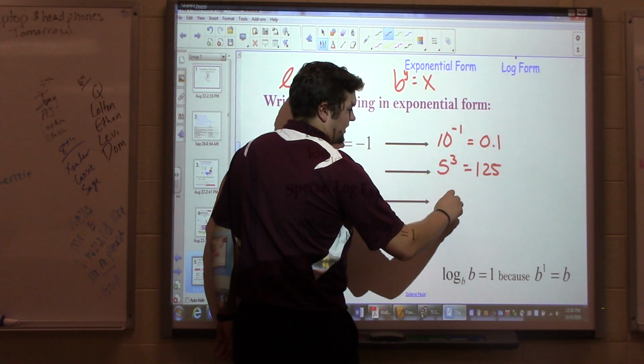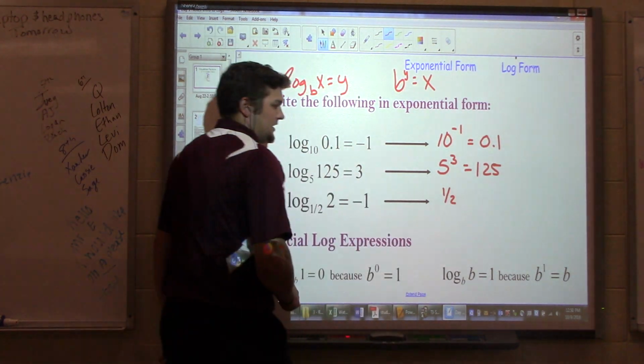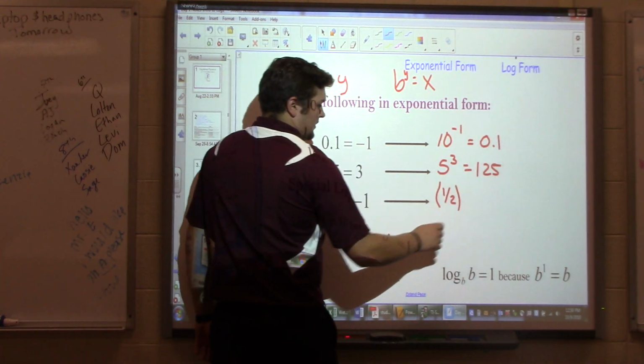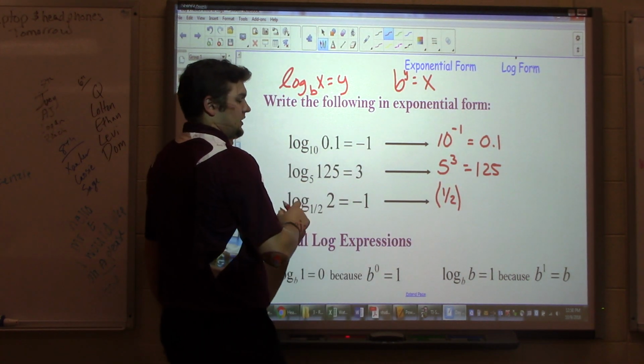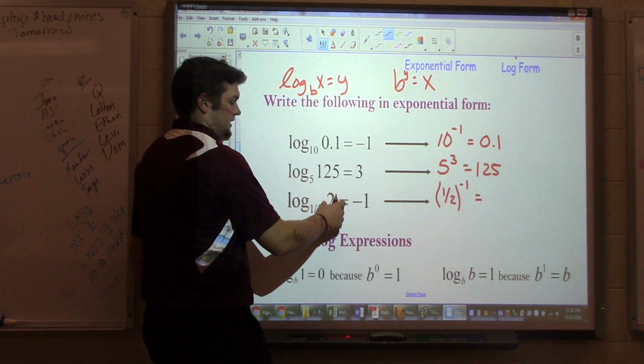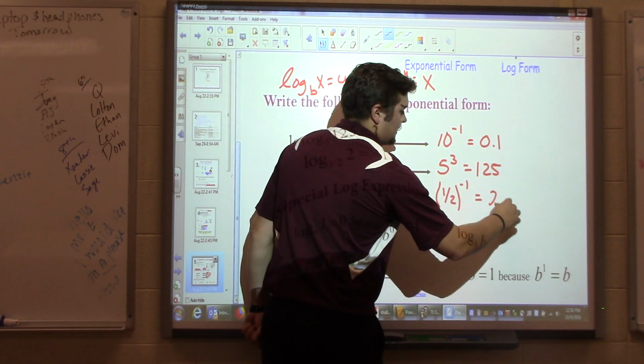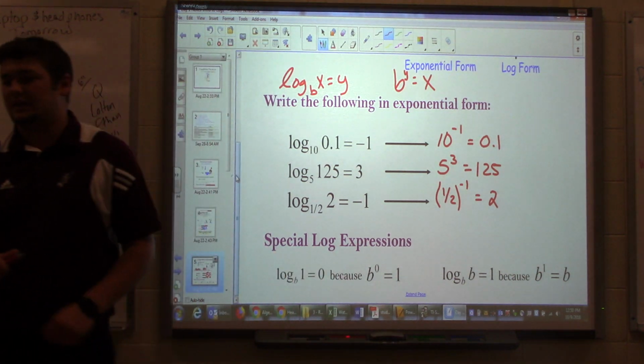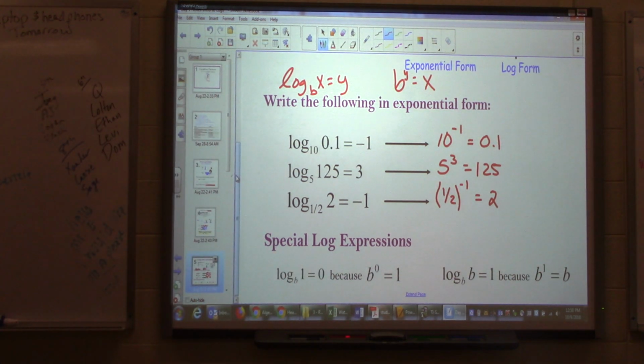So the base of my log, 1/2, becomes the base of my exponent. What the log equals is my exponent, -1, and what I'm taking the log of is what it should equal. So it should be 1/2 to the -1 equals 2.